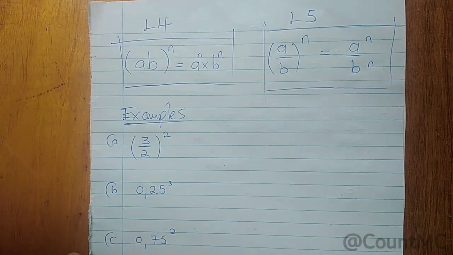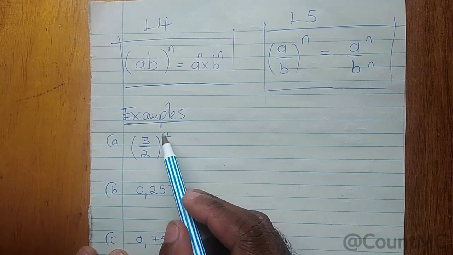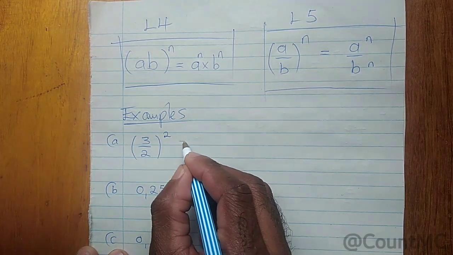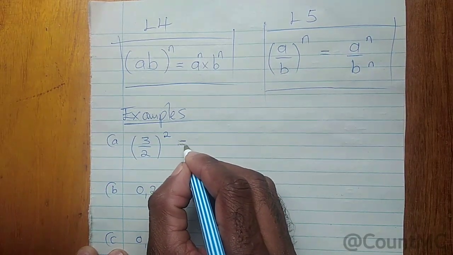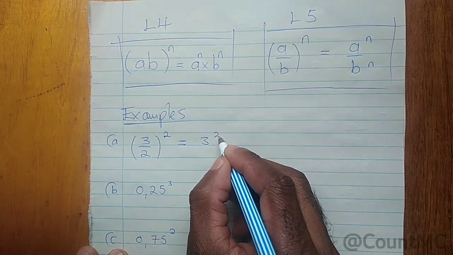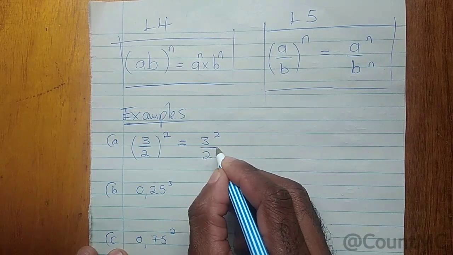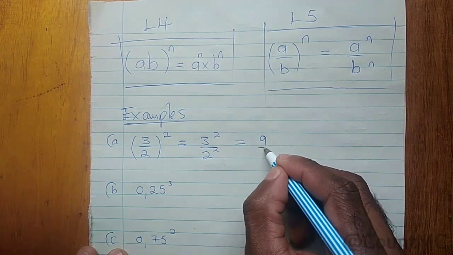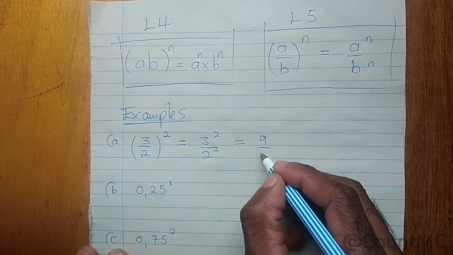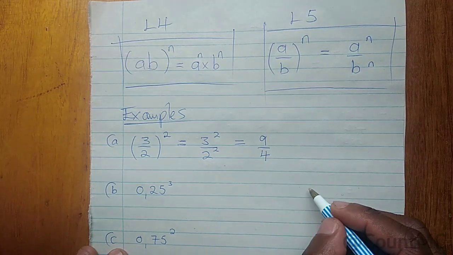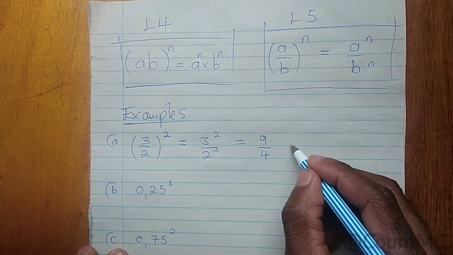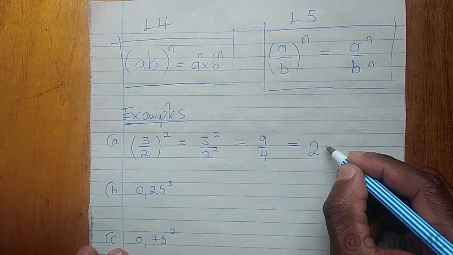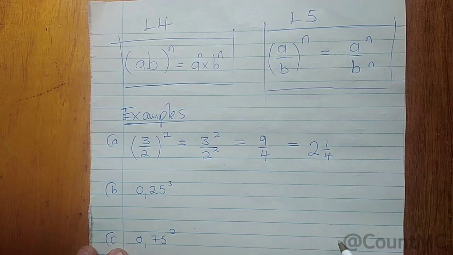So let us do examples. These two will distribute inside. We are going to have 3 to the power 2 divided by 2 to the power 2. And 3 to the power 2 is 9. 2 to the power 2 is 4. So this is your answer, or you can simplify it to a mixed number. This will be 2 and a quarter.